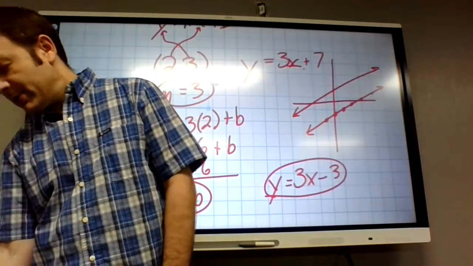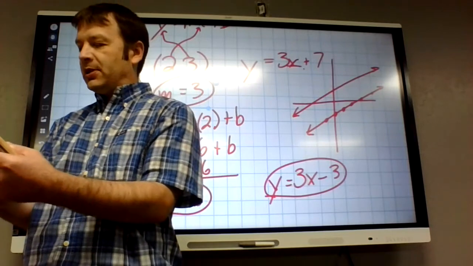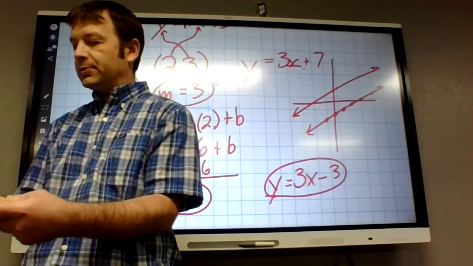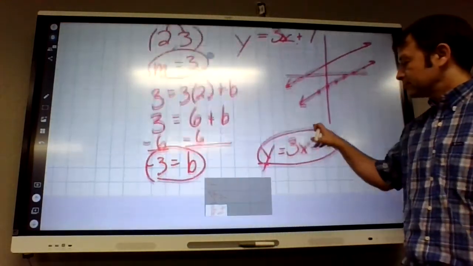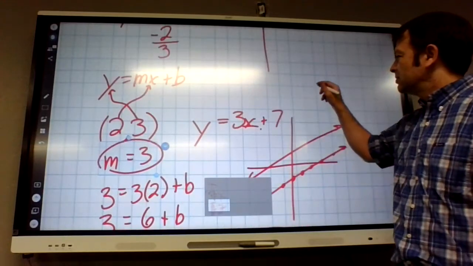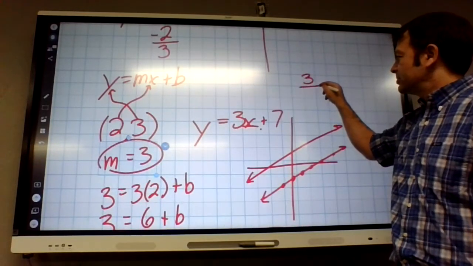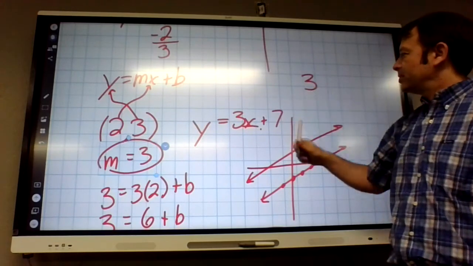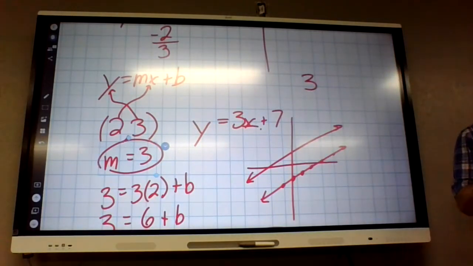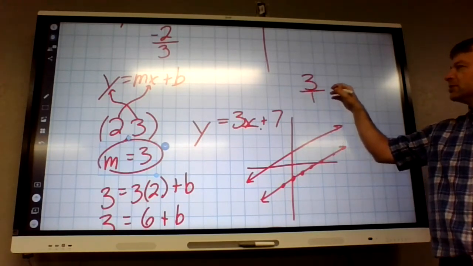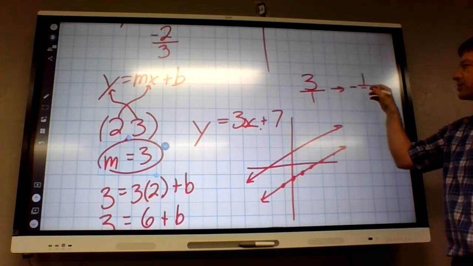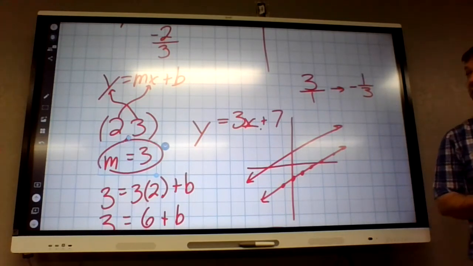All right. Anyways, on 40 it looks pretty similar except it says perpendicular to the line y equals 3x plus 7. So what do we know about perpendicular lines? Their slopes are opposite reciprocals. So if the slope of their line is 3, what's the slope of our perpendicular line going to be? What's 3 as a fraction? Right, so the slope you need to use for 40 is negative 1/3.